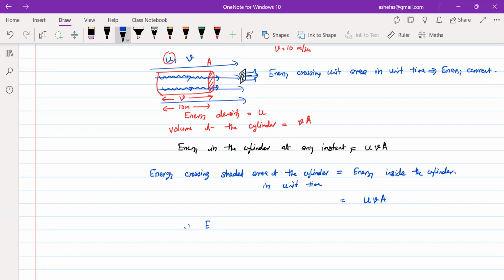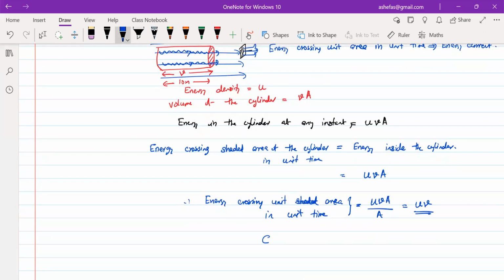Therefore, the energy crossing the unit shaded area in unit time is equal to the total energy crossed divided by the area, and that is equal to U times V. So we have the expression for the energy current, denoted by the symbol C or I. So C is equal to U times V.